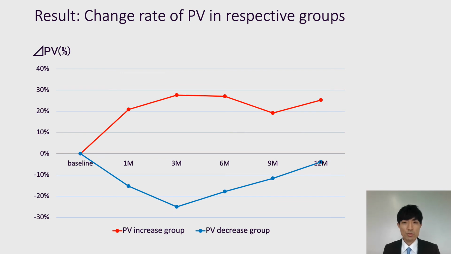This graph shows change rate of PV in the respective groups. In the PV increase group, the volume increased at 1 month after LDRB and was maintained till 12 months. In the PV decrease group, the volume decreased until 3 months and then tended to recover to nearly baseline.